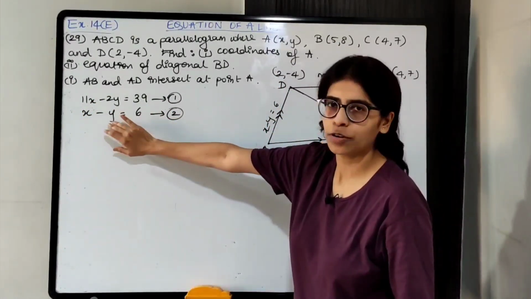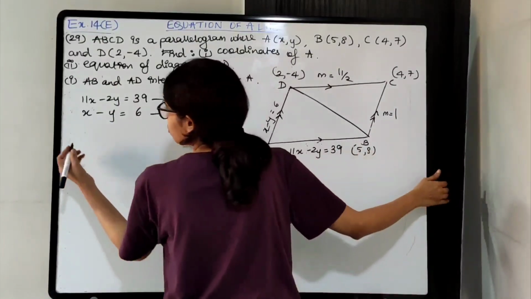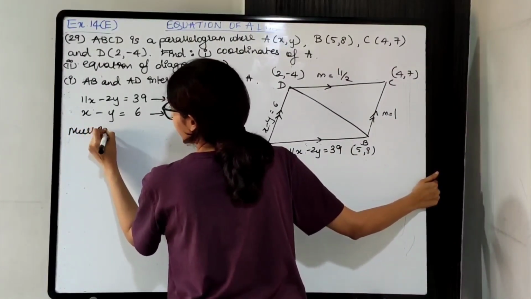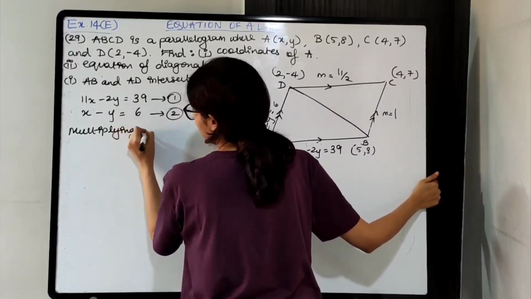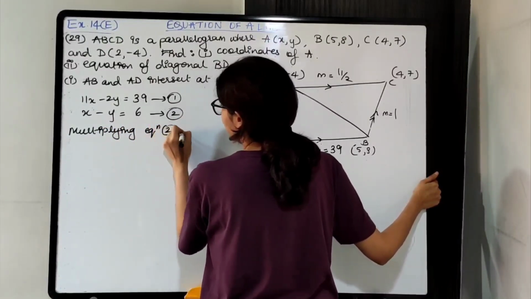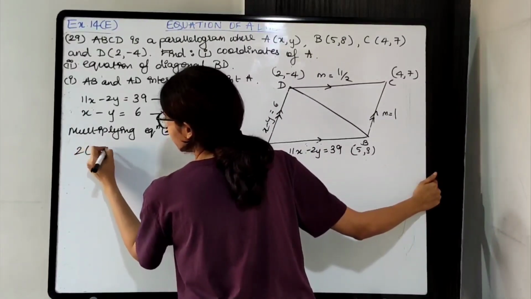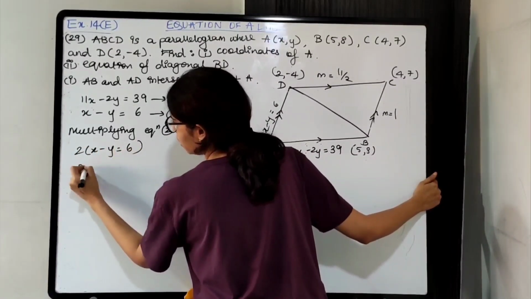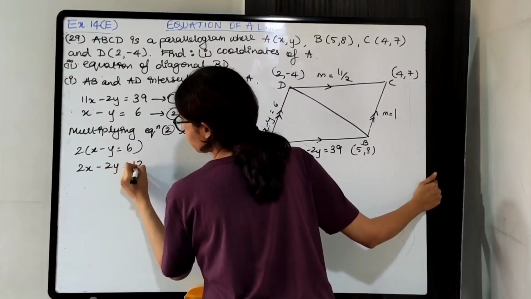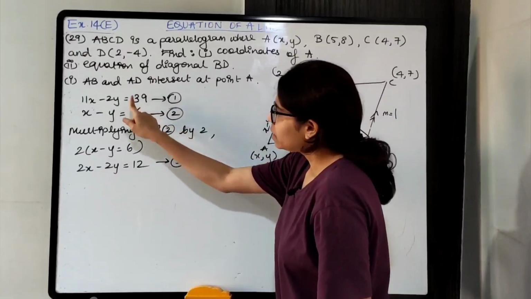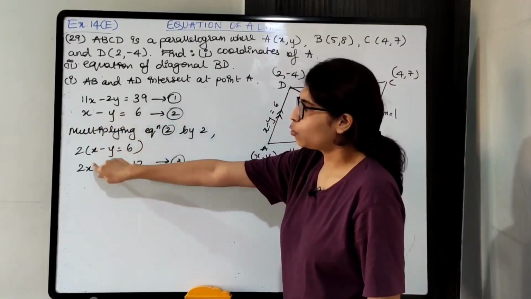So I am going to make coefficient of y same. So multiplying equation 2 by 2. So 2 into x minus y equals to 6. That will give 2x minus 2y equals to 12. Okay. Mark this as 3. Now we'll consider 1 and 3. दोनों में coefficient same है.